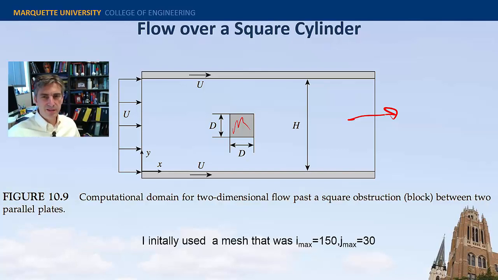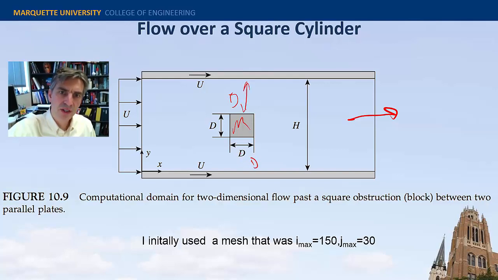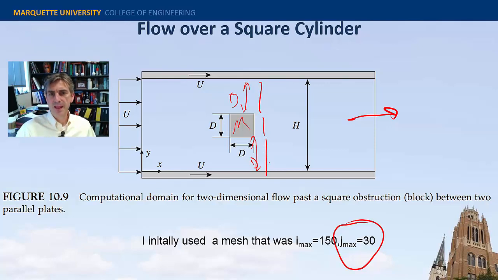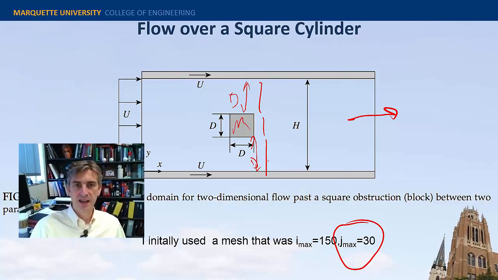When I did this, I used about 150 by 30 initially because this is supposed to be, I think, 1D here and the distance here is 1D. So you slice this up into 3 equal parts, and that's why I had J of 30. So I had 10 nodes across here, 10 nodes there, and 10 nodes there. At least that's what the instructions were in the book handout that I gave you.